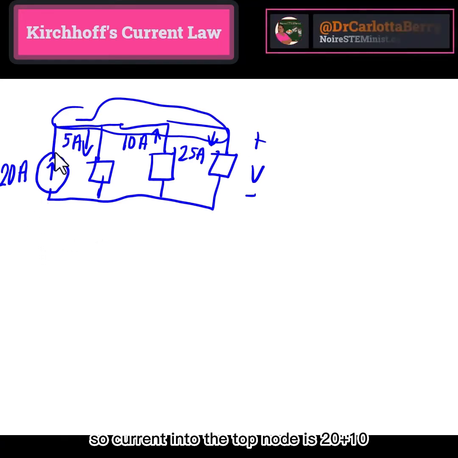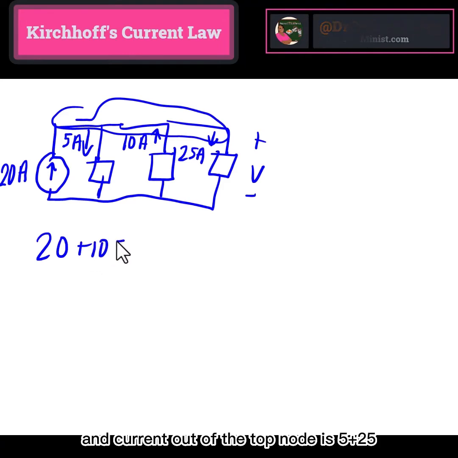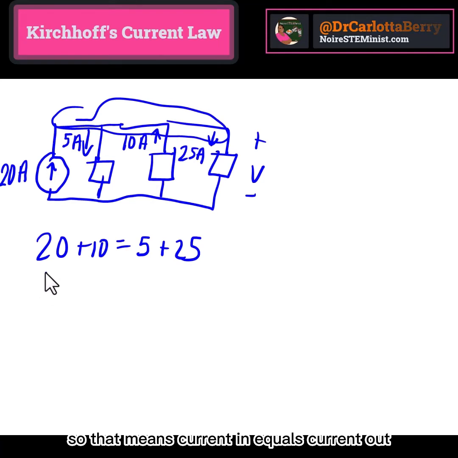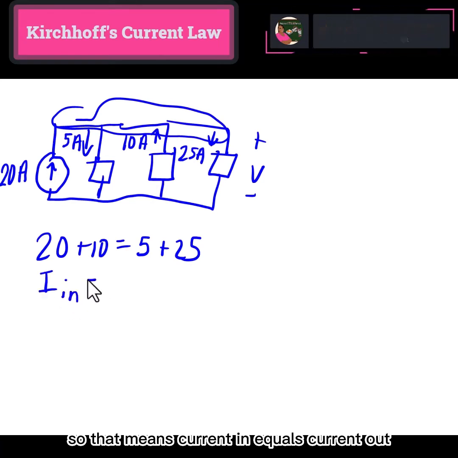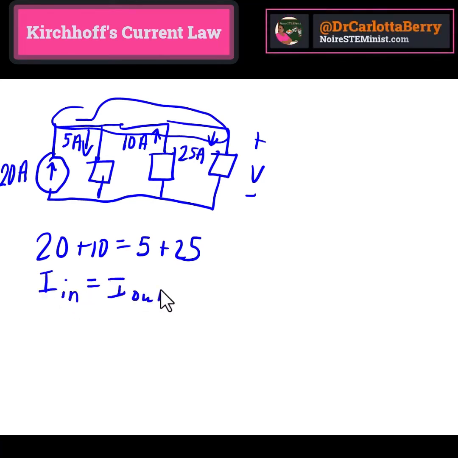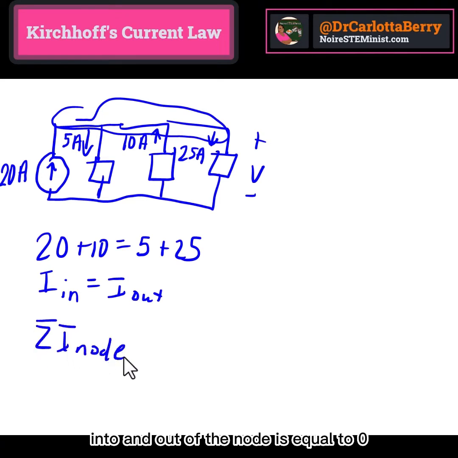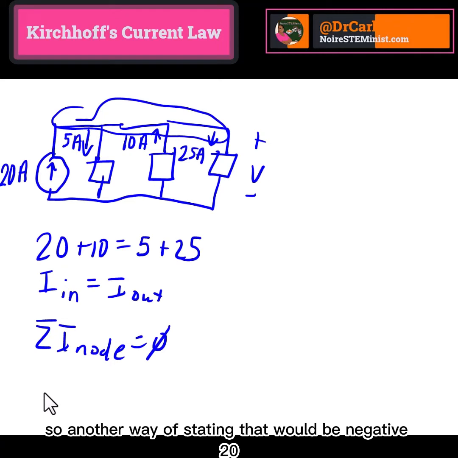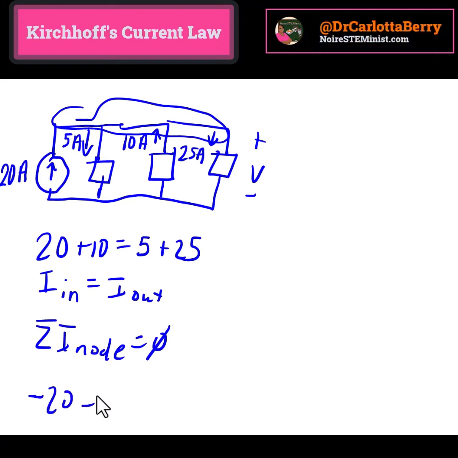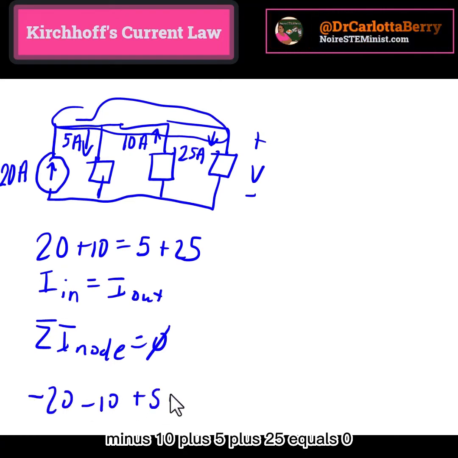So current into the top node is 20 plus 10, and current out of the top node is 5 plus 25. So that means current in equals current out, or that the sum of the currents into and out of the node is equal to zero. So another way of stating that would be negative 20 minus 10 plus 5 plus 25 equals 0.